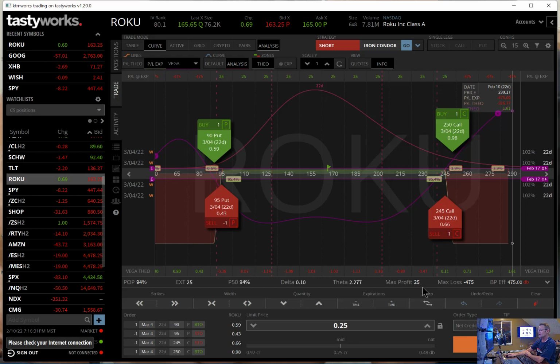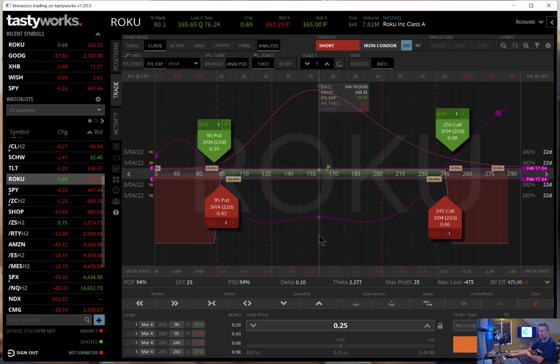Now, that's not a bad profit. That's what would that be? Almost a 5% rate of return in about 3 weeks. That's what, 70+% annualized potential rate of return. So it's not a bad rate of return. And it's also a very good probability of success trade, 94% probability of success.